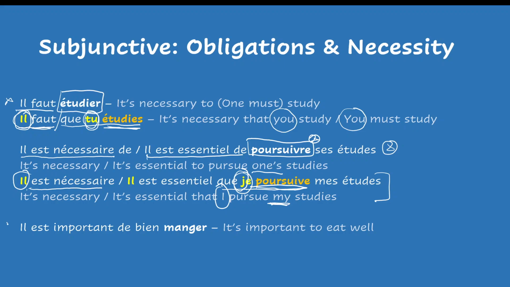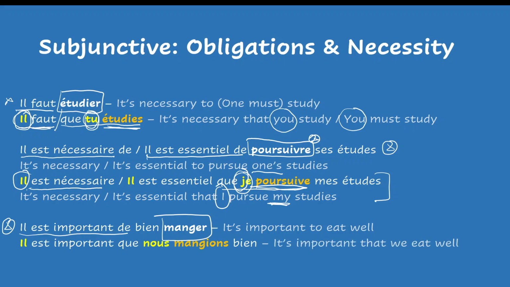So let's see the third example. Il est important de bien manger. It's important to eat well. Here too, we're making a general statement. To be healthy, it's important to eat well. General statement. Il est important de, an impersonal expression followed by the infinitive.